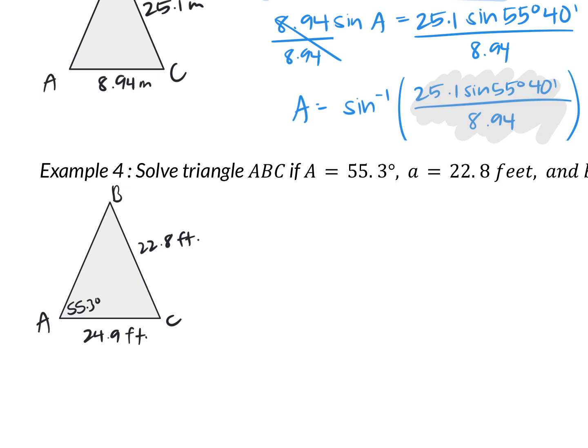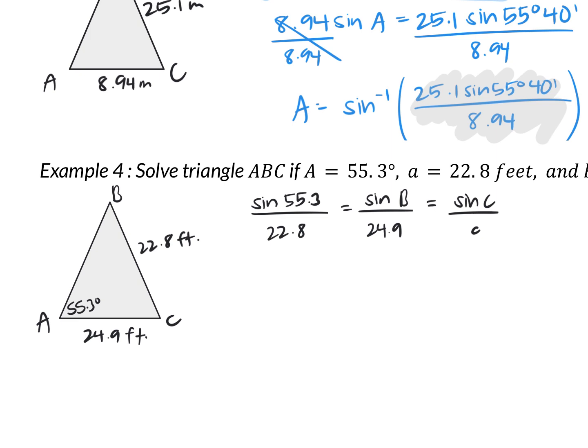Okay, so I'm going to start by setting up my proportions here. So I've got sine of A, which is 55.3, divided by side length of A, 22.8, is going to equal your sine of B divided by 24.9, and sine of C over side length of C. So I'm missing two angles and I'm missing a side length. So I need to find all three of those pieces of information in order to solve this. Okay, what's the variable that I can solve for here first?